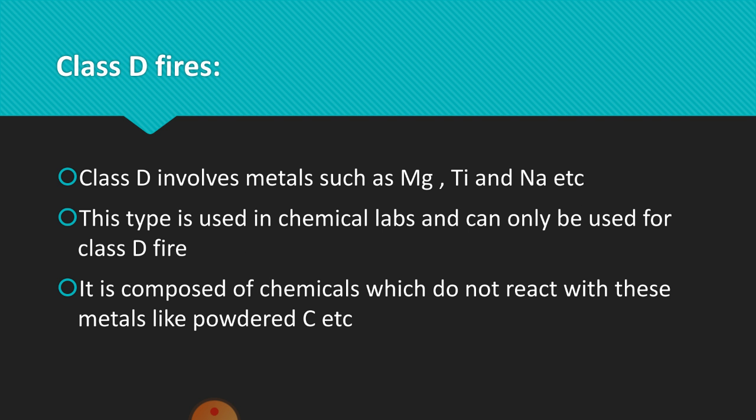Class D fires involve fire on metals such as magnesium, titanium and sodium. You know that sodium की अगर हम बात कर लें, it is very common that sodium catches fire when it reacts with oxygen or water. So if there is such a case of sodium burning, there should be used some chemicals which do not react with the sodium. For example, the class D fire extinguisher contains powdered carbon which does not react with sodium. Clear?